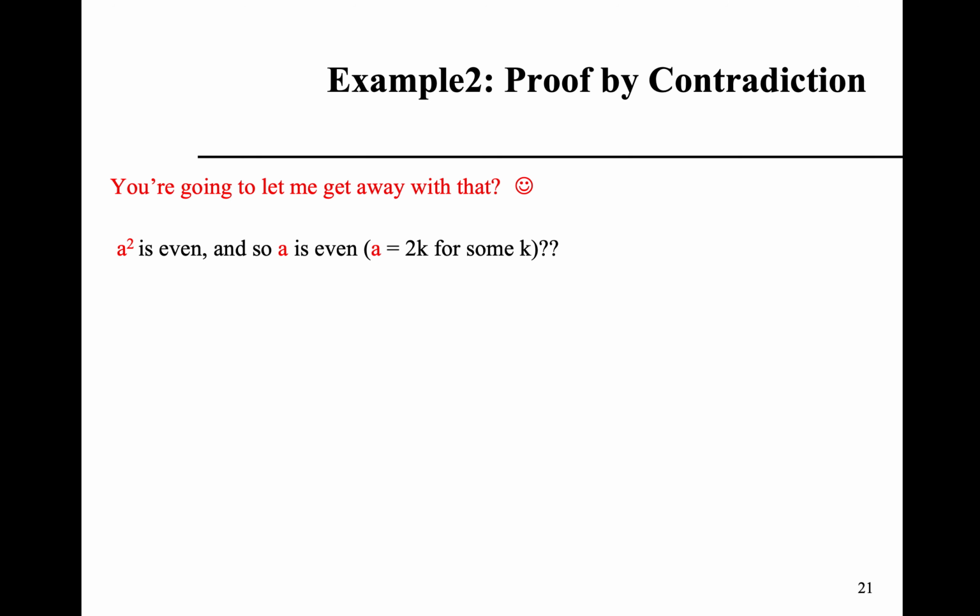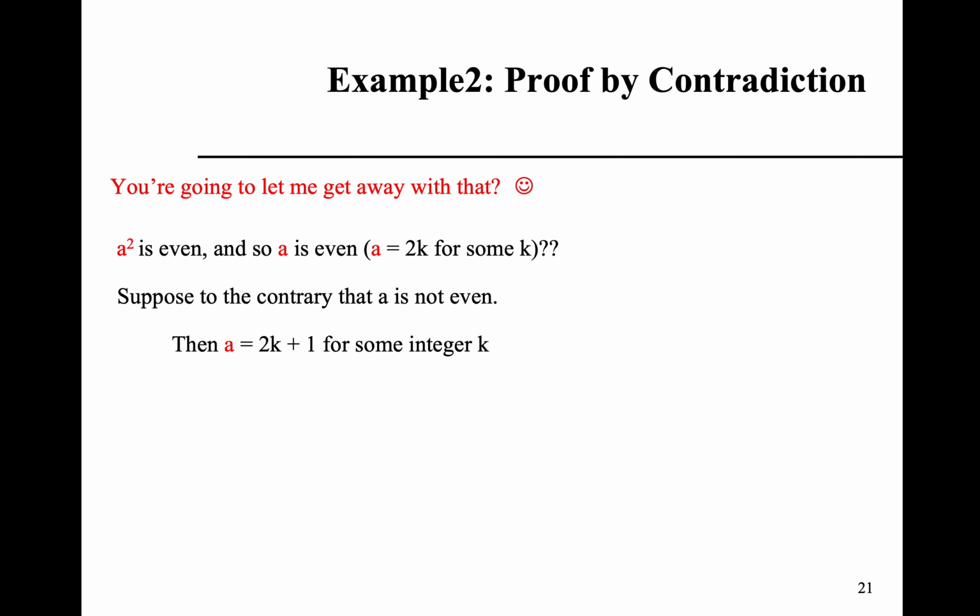A square is even, so a is even. A equal to 2k for some k. Suppose let's go with the contradiction where a is not even, because I said it's not even, right, at some point. So let's say it's not even. Then a becomes 2k plus 1 for some integer k. Remember, we went through this definition earlier. If this is true, then now create a square for both of them, where you get 4k square plus 4k plus 1. And a square is odd, because we decided that it's not even, right?